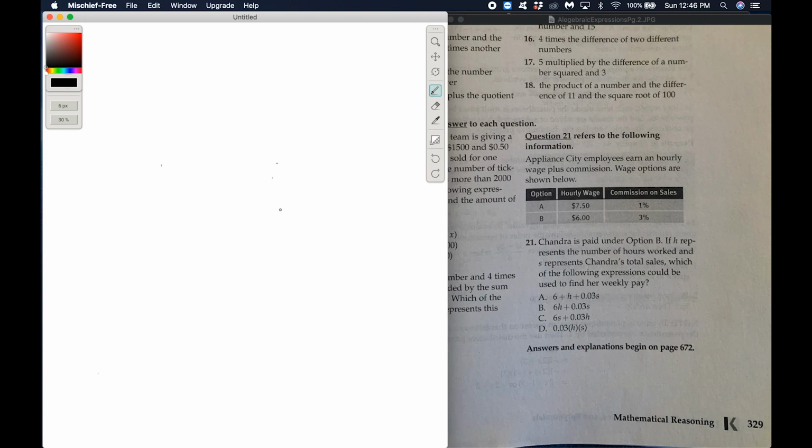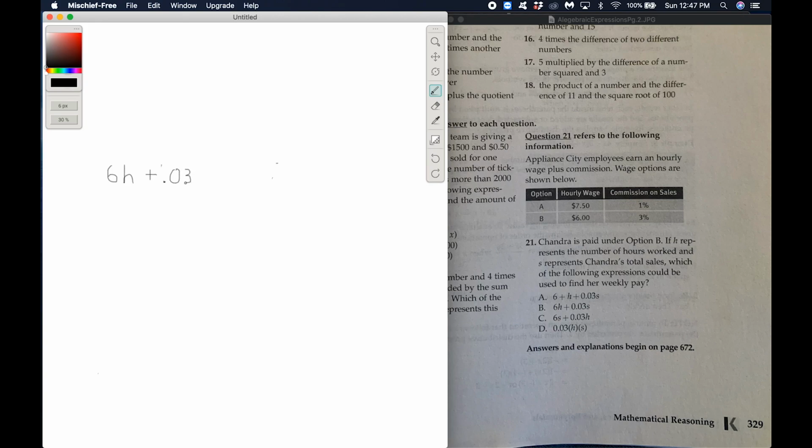So we know he gets paid $6 an hour, or she. $6 an hour. We don't know how many hours, so that is a variable which they've already given us to use, which is actually H, not S. So H represents hours, so we have 6 times H, 6 times the amount of hours. Then, if H represents the number of hours worked and S represents Chandra's total sales, we don't know what her total sales are, but we know she gets 3% per sale. So we have to write the percentage here.